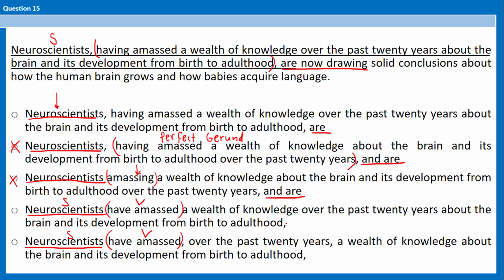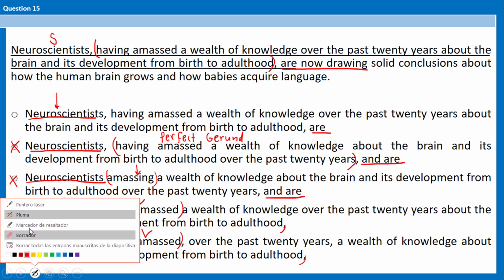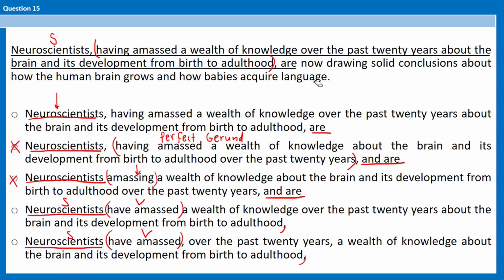And then at the end you have comma followed by now drawing. Okay? And now drawing should describe the neuroscientists. However, in the touch rule we know that a modifier needs to touch the noun it describes. And that's why the last 2 are wrong. They're wrong because now drawing solid conclusions is not describing neuroscientists.